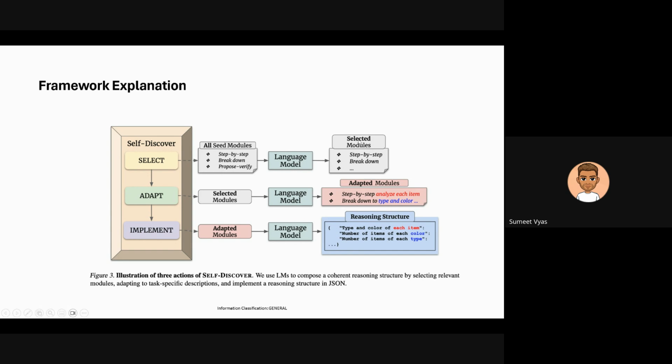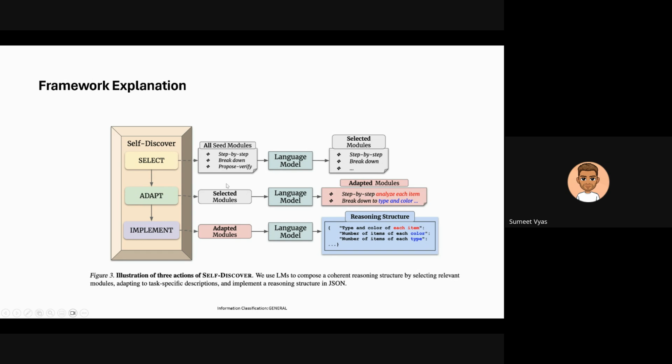So maybe, for example, in a few problems, a risk analysis kind of module might be more important as compared to another module. Or maybe a couple of modules might be more important as compared to others. So in the first step, we select whichever modules are most important. This is the first step.